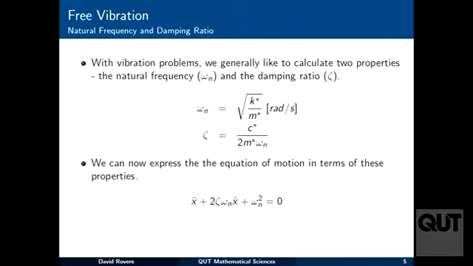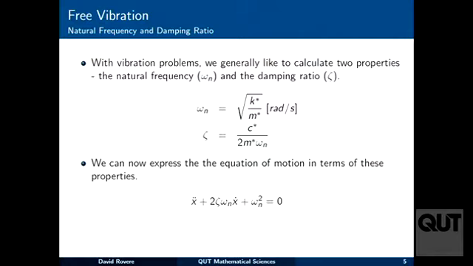There are a couple of reasons why we prefer to solve with these two terms. One, it makes the solutions themselves look a lot cleaner. There are a lot fewer terms in the answers. And two, this damping ratio in particular, we can use to determine what type of vibration is going to occur.